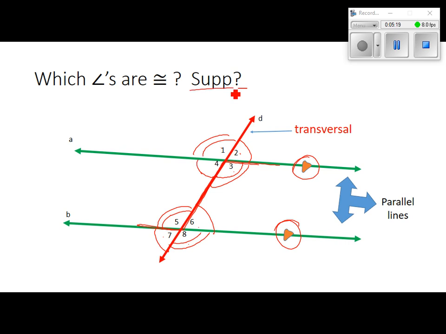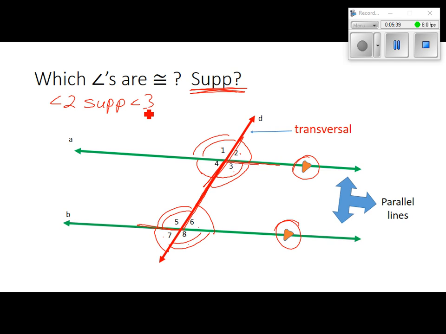Name me a pair of supplementary angles. There's a whole bunch of these and we're not going to name them all. 2 and 3. They form a linear pair, right? So angle 2 is supplementary to angle 3. What's that mean if they're supplementary? They add up to 180, all right? There's all kinds of them in there.